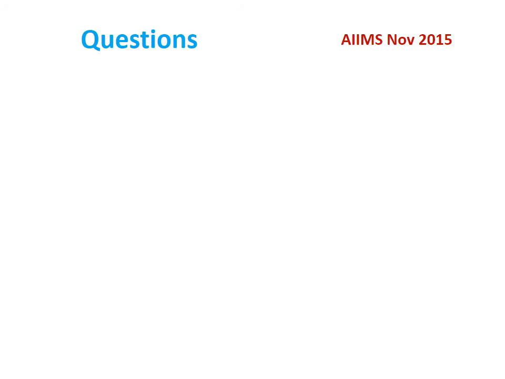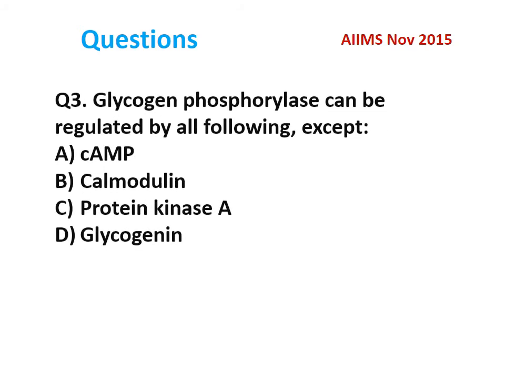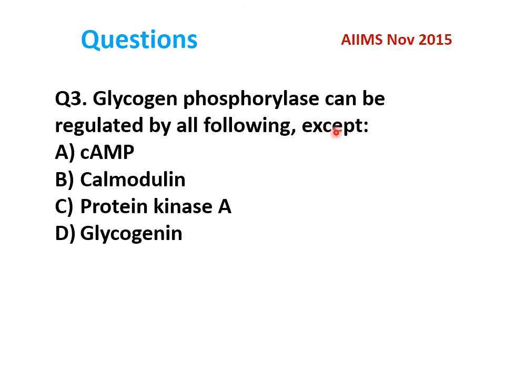Then the next question, from AIIMS November 2015. Glycogen phosphorylase can be regulated by the following except cyclic AMP, calmodulin, protein kinase A and glycogenin. All of cyclic AMP, calmodulin and protein kinase are regulators of the glycogen phosphorylase enzyme. The answer is glycogenin, which does not help in regulating glycogen phosphorylase enzyme.